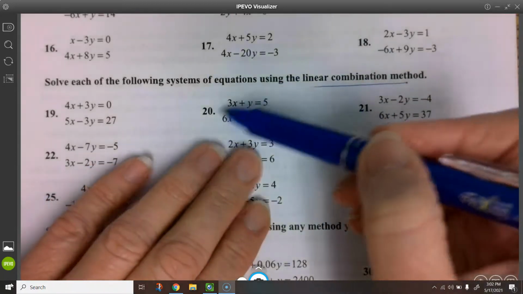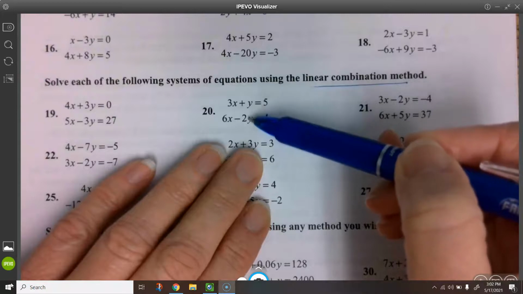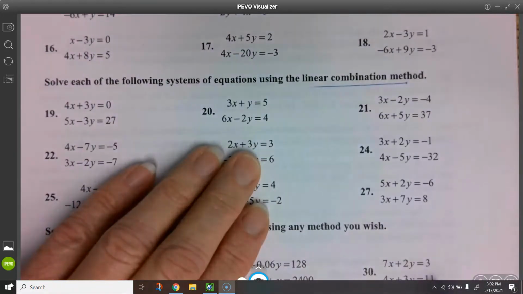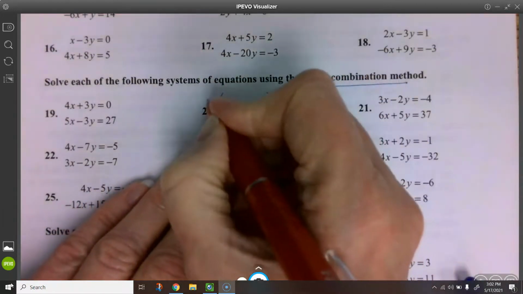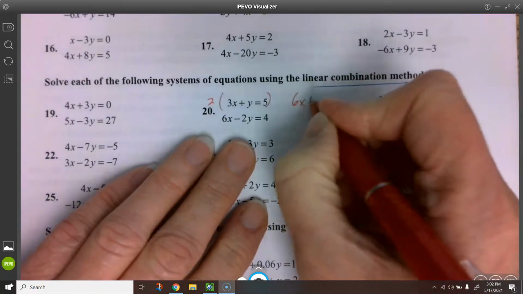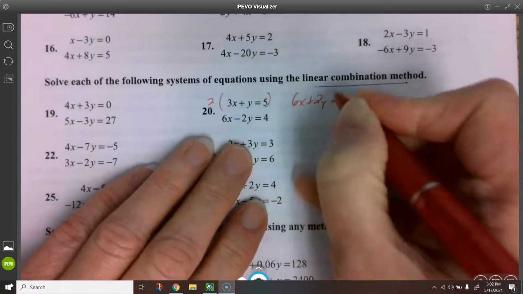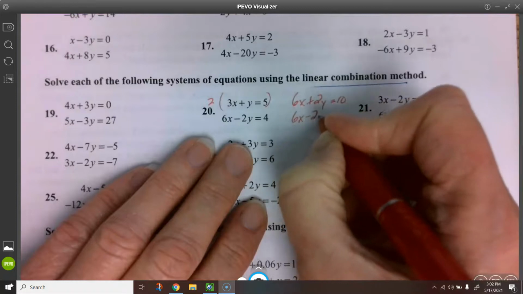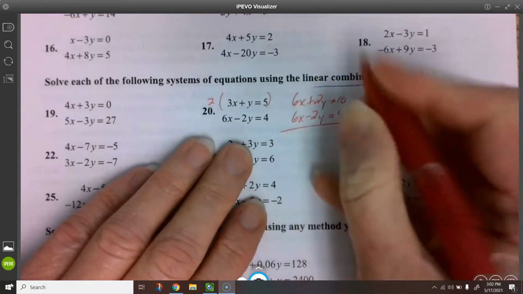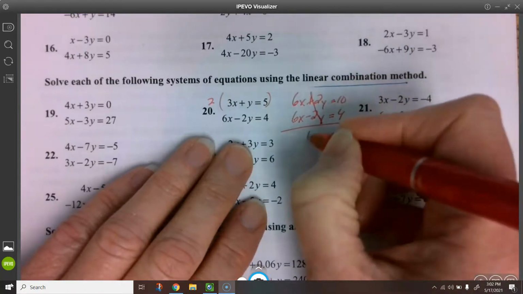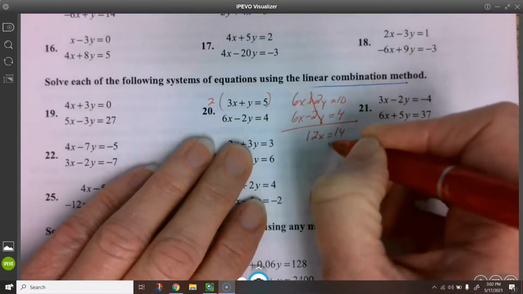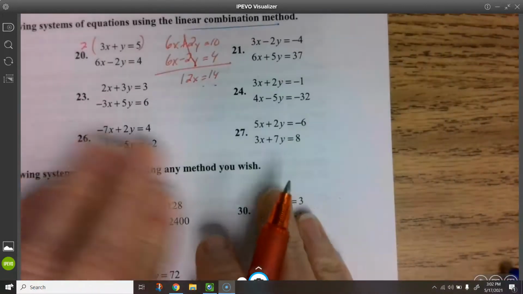But see how this one, see how I have a 1 here and I have a negative 2? If I would multiply this equation through by a 2, I would get 6x plus 2y is equal to 10, and 6x minus 2y is equal to 4. See how my y's would eliminate, and I'd get 12x is equal to 14, yada, yada, yada. Okay? Let's look at this one down here.